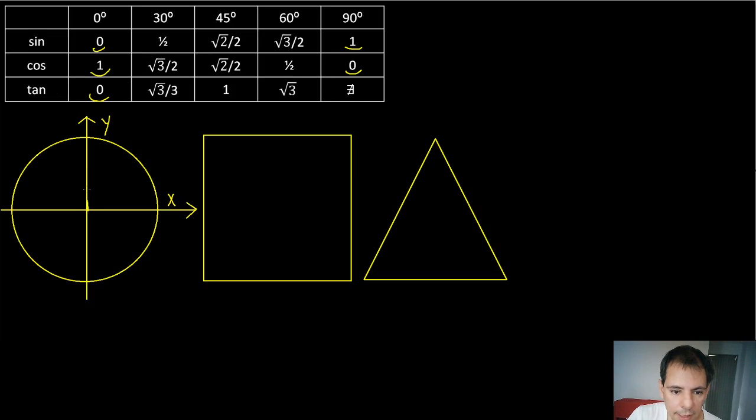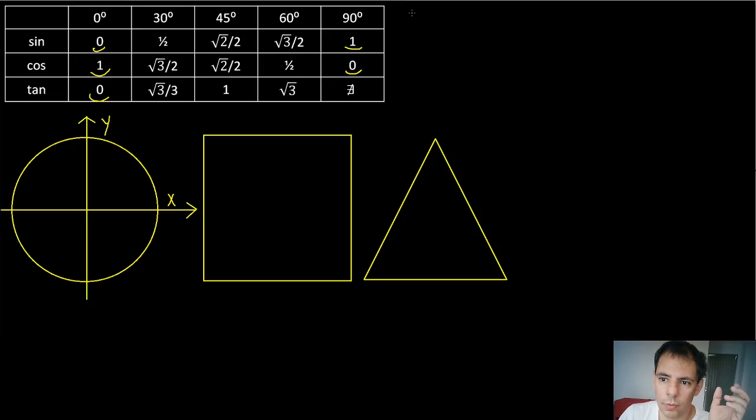When you have 90 degrees, the horizontal distance is 0. That's why the cosine of 90 is 0. And the vertical distance is 1. That's why the sine of 90 is 1. All right. And the tangent of 90 doesn't exist because 1 divided by 0 doesn't exist.